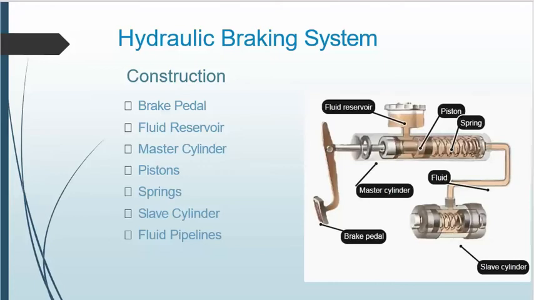In the master cylinder, a spring has been installed, which allows a reverse action when we release the brake pedal. Slave cylinders are present in each wheel drum. They also contain two pistons, by which the internal expanding system gets expanded.